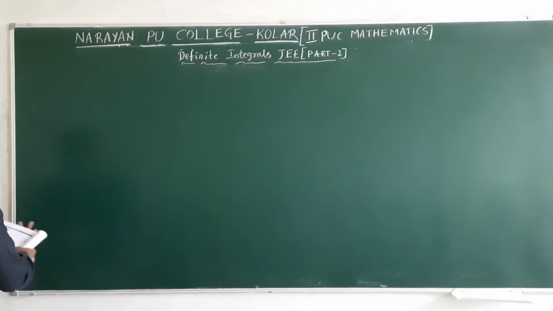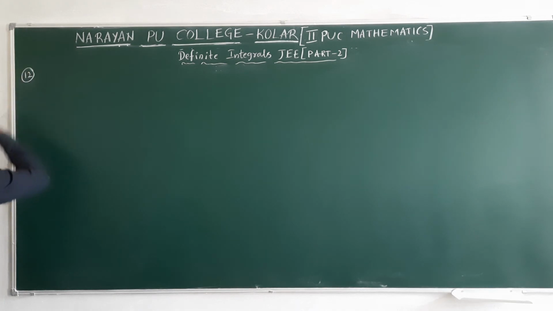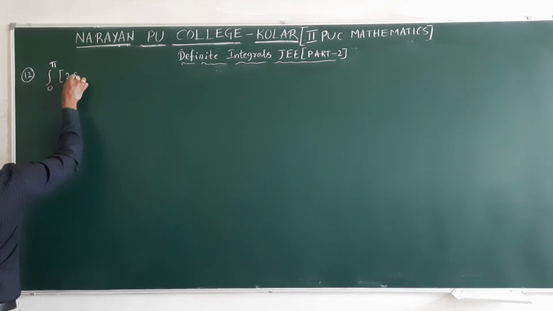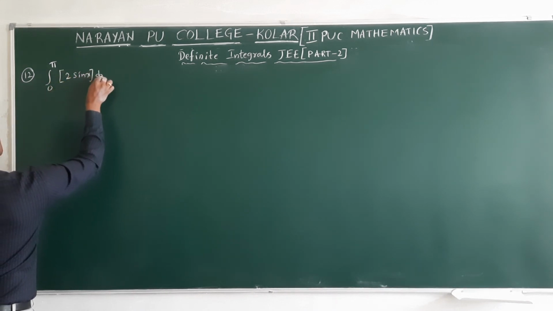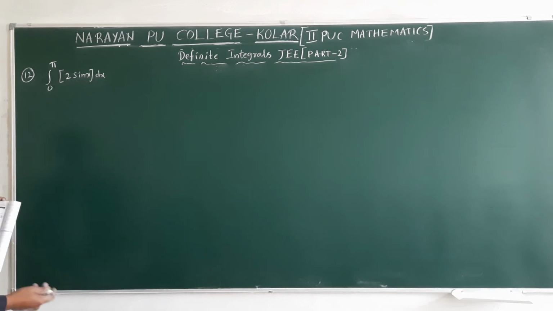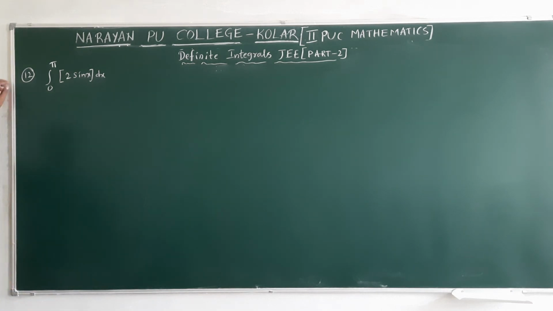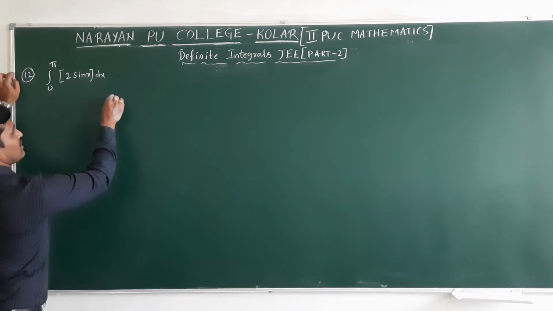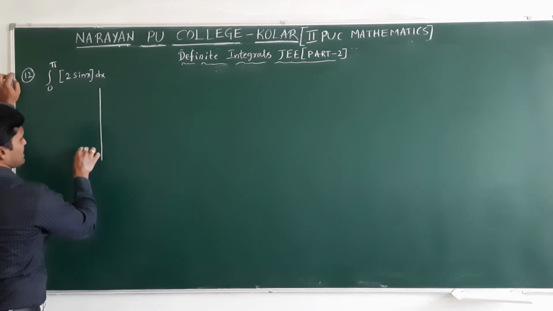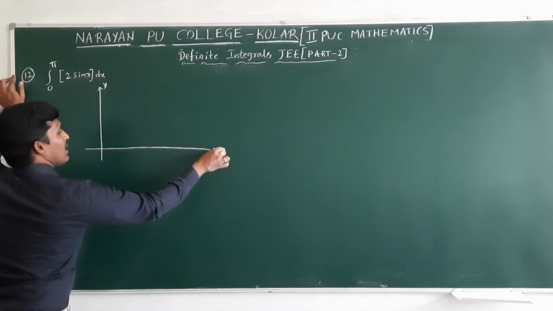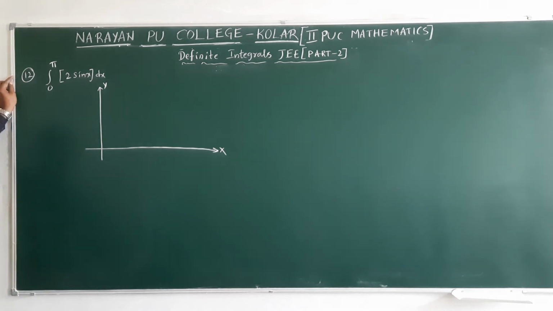Next, question number 12. The 12th question is: find the value of the integral from 0 to pi of the step of 2 sin x, where step x denotes the greatest integer function. With this we need to find the value. The sin x graph we already know, and we need the maximum value of 2 sin x. We can understand it from the graph only, because the step function gives the greatest integer value. At the integer values it breaks the curve.